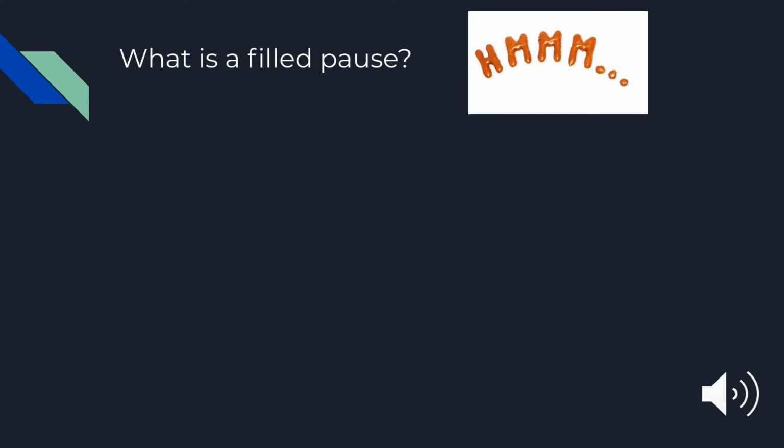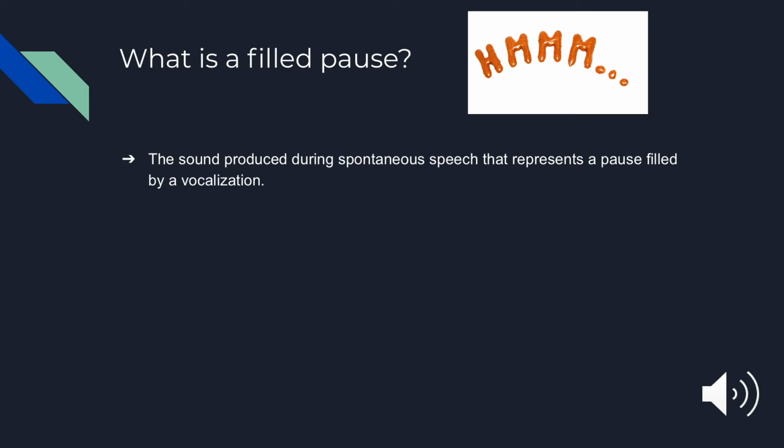So more importantly, what is a filled pause? It is a sound produced during spontaneous speech that represents a pause filled by vocalization. A filled pause occurs most often when a speaker is thinking. It is a filled pause in that the speaker actually breaks up speech while continuing to articulate. Filled pauses have many realizations, including lexicalized and non-lexicalized forms, the former consisting of regular words and the latter being the non-lexical element. "Um" and "well" are common filled pauses among English speakers.